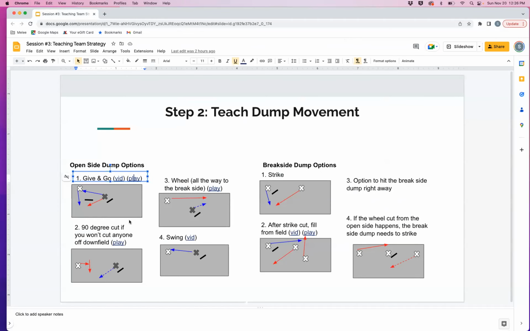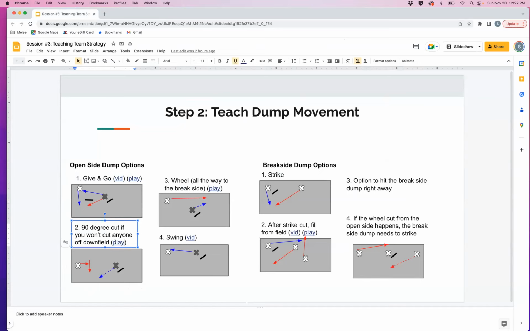Another option is a 90-degree cut. This is also on the open side. So a lot of players will try to go up line on the open side. It makes it really hard for the thrower to throw past the mark. So I always teach my teams to go and do this 90-degree cut. So it's basically a perpendicular cut.